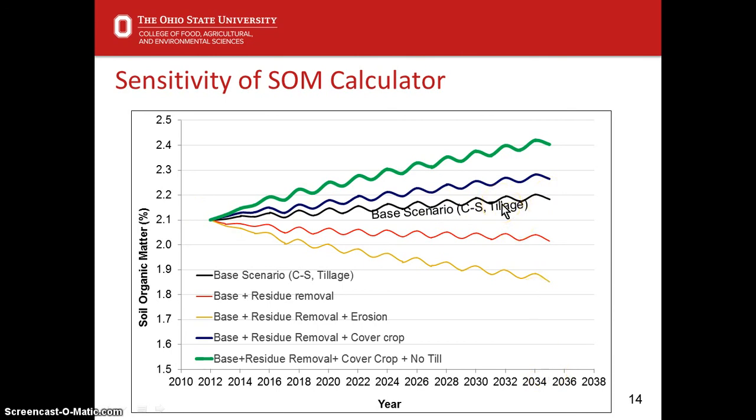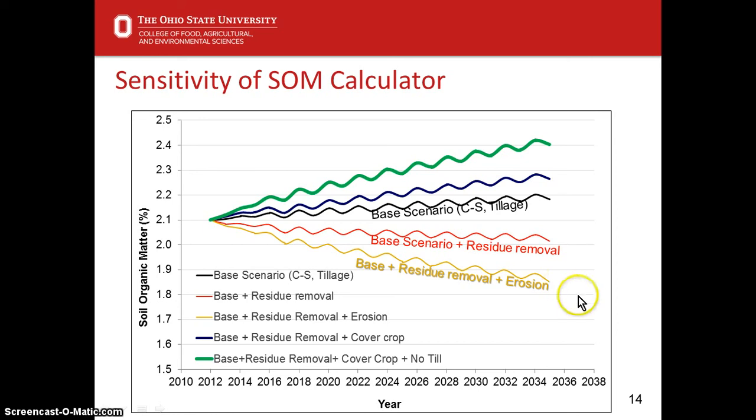And if you add a management option that's residue removal, it shows that your organic matter content is going to have a decreasing trend, and you might end up somewhere in the range of 2% organic matter content during this time period. If there was any erosion, that further makes the organic matter content worse over a period of time.